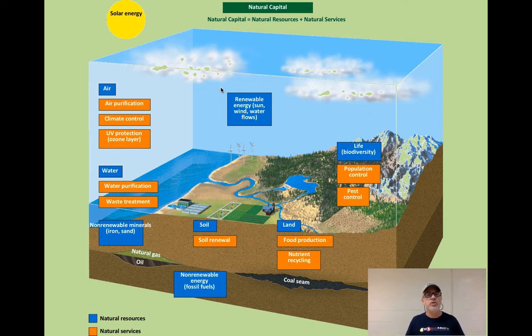Water is a natural resource, and the water does things like purifies itself as it runs through the environment. And I would say waste treatment is more a property of soil than water, because water actually has limited ability to treat waste. But you can see the other things. Biodiversity is a resource, and pest control is one aspect of it.